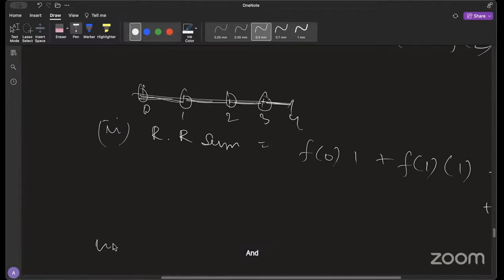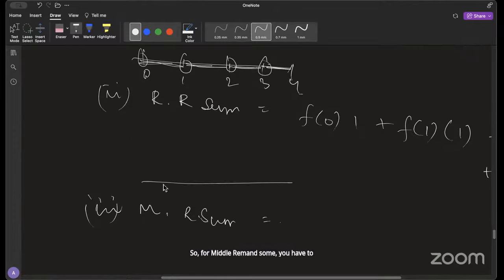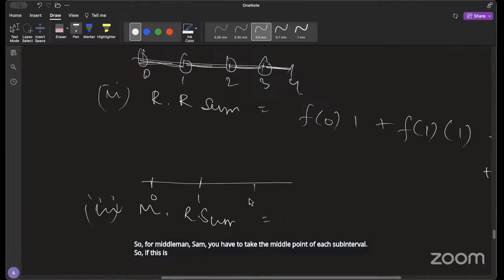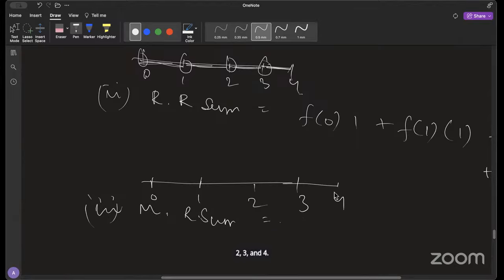And finally, we have the middle Riemann sum. For the middle Riemann sum, you have to take the middle point of each subinterval. So if this is 0, 1, 2, 3, and 4, then the points you have to take are, for this interval, 0.5. For this interval, 1.5. For this one, 2.5. For this one, 3.5.